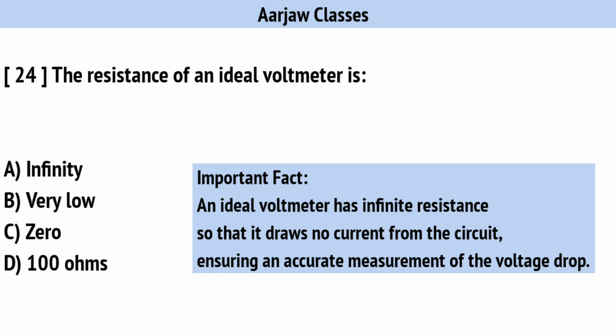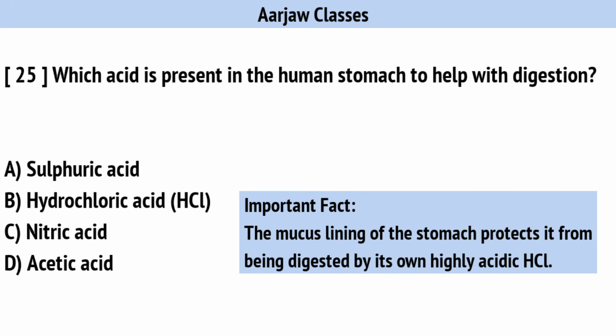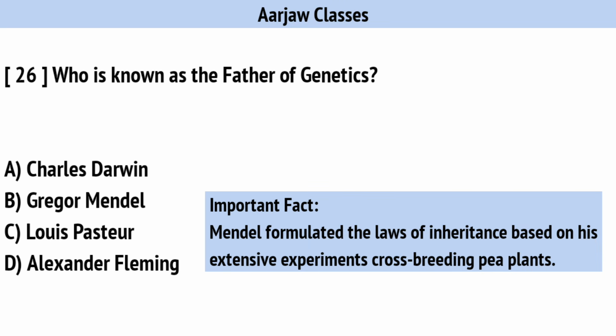The resistance of an ideal voltmeter is? Right option is A, infinity. Which acid is present in the human stomach to help with digestion? Correct option is B, hydrochloric acid. Who is known as the father of genetics? Right option is B, Gregor Mendel.